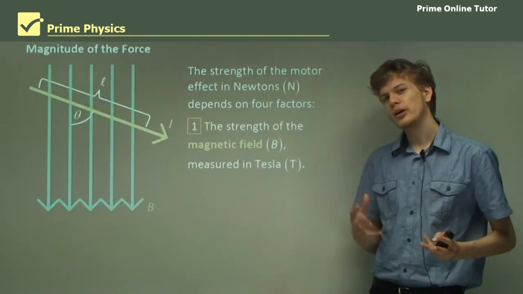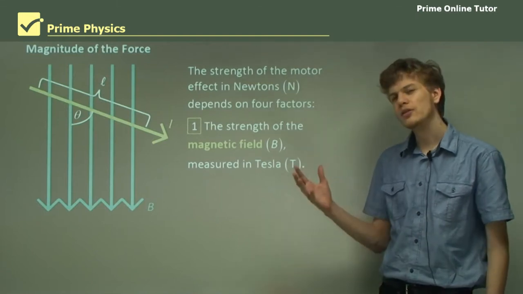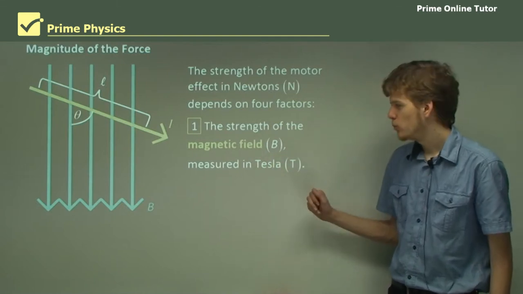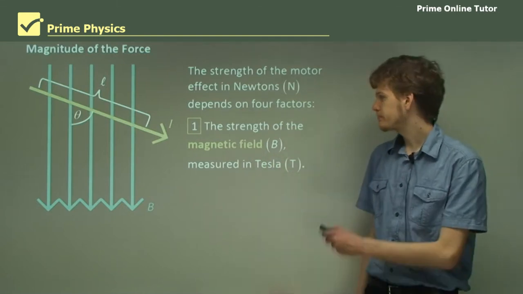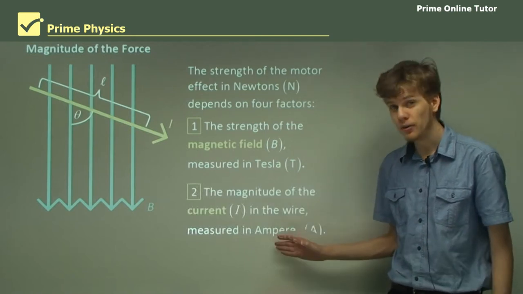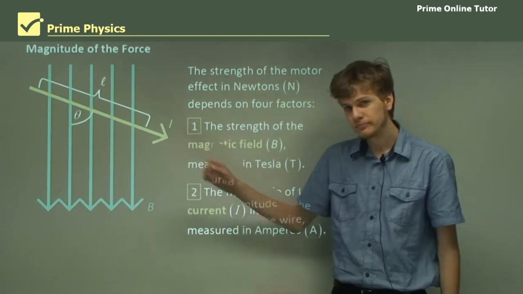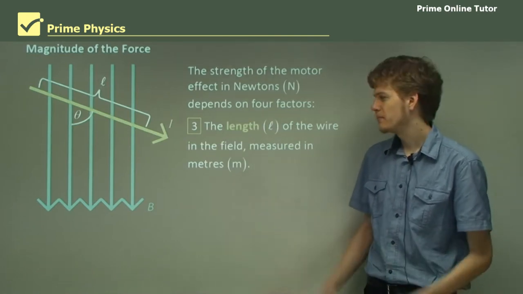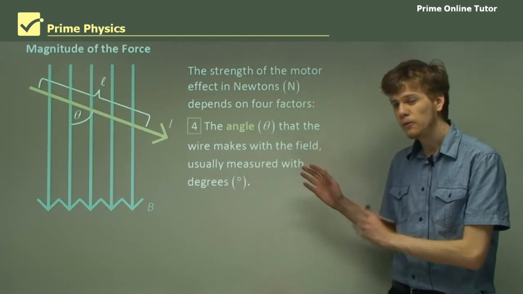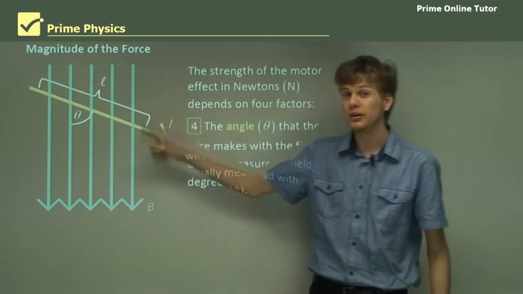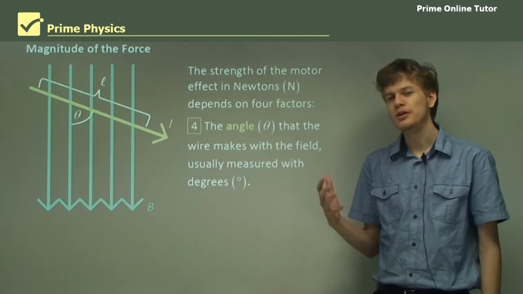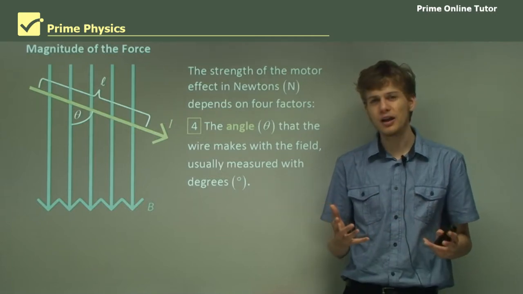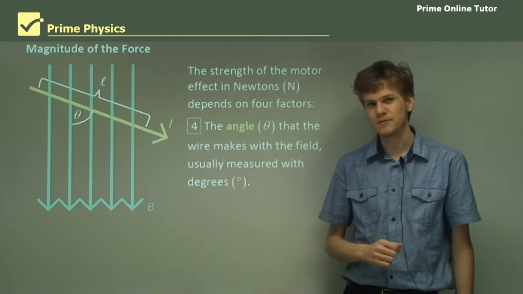So we can figure out the strength of the motor effect by looking at the following factors. We can look at the strength of the magnetic field, which, as you can recall, is measured in Tesla. We can look at the magnitude of the current, which is measured in amperes. We can measure the length of the wire, which is measured in meters. And finally, the angle that the wire makes with the magnetic field, which at this point you'll usually measure in degrees. Some of you might have learned about radians, which is a different way to measure angles, but you won't really need to use it in physics.